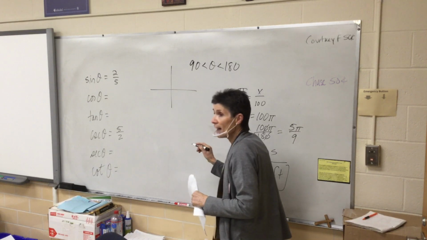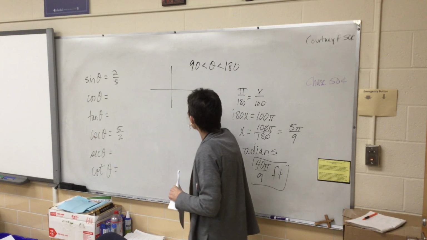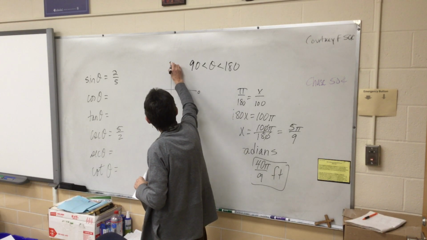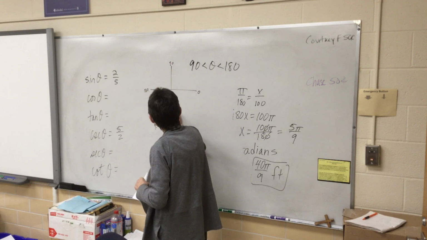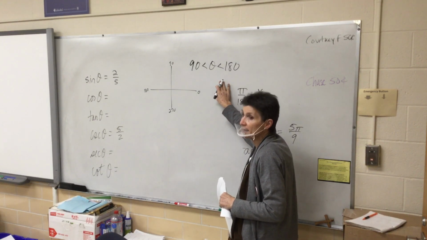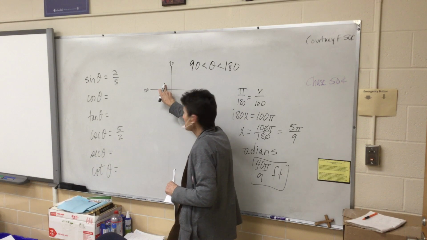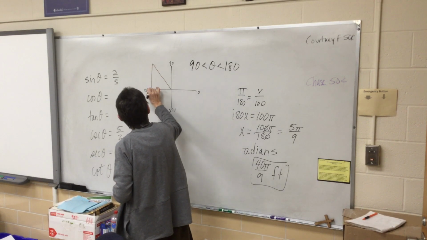So think about how we label angles. This is not a compass. So we start here and go like this. So where are we talking about if we're between 90 and 180? Quadrant 2, right? Jada says quadrant 2, and she is right.